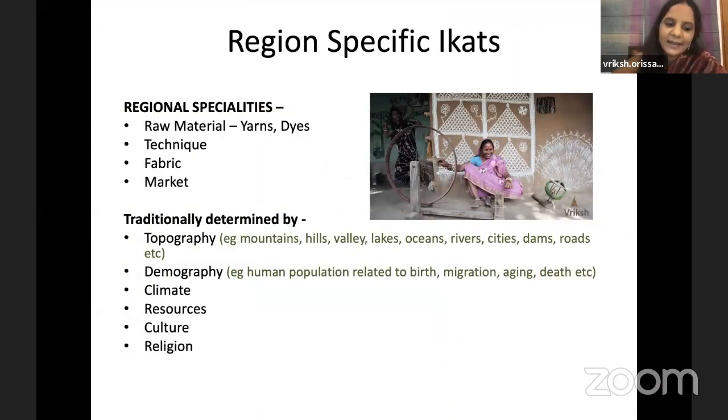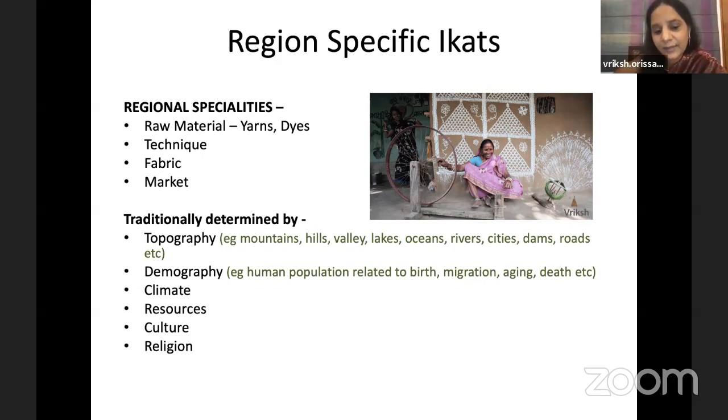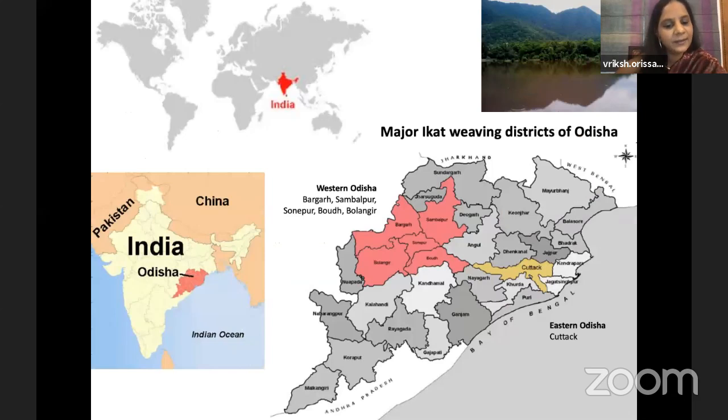Now, design narratives have always been an integral part of traditional textiles, and we often treat ikat textiles as a material cultural reference for our past, present, and future. And they are mostly region specific, strongly determined by topography, demography, climate, resources, culture, and religion. And these aspects would decide the speciality of a particular ikat from a specific region.